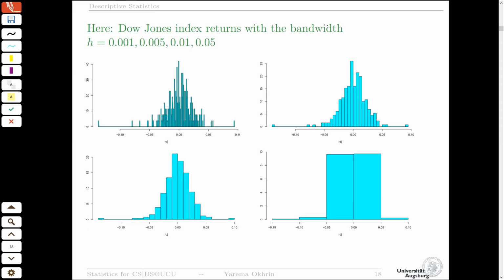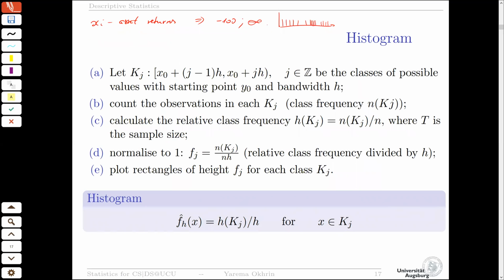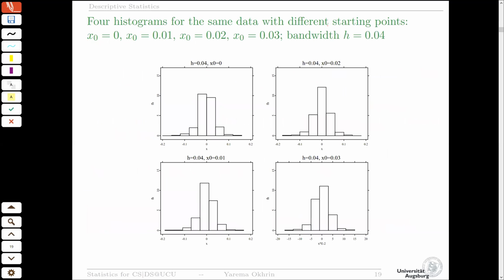So the choice of h is really important, and there are many different ways to determine h in some optimal way. It is bad to have h too small. It is bad to have h too large. So there should be some intermediate value of h, which leads to some nice properties of our histogram. So this is one parameter, and the second parameter is our x0. Where do we start our bars in the histogram? And the impact of x0 is seen here. We have in all 4 pictures the same bandwidth h, 0.04. I don't change the values. It is the same data set. What I change is x0.